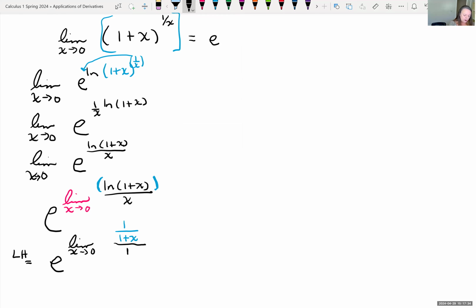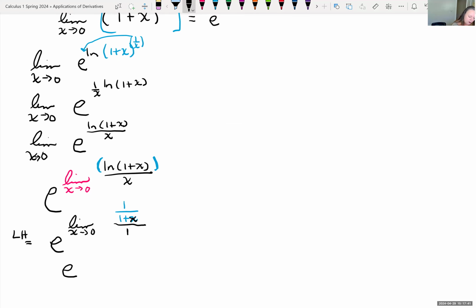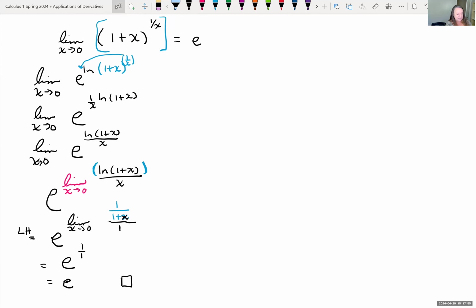So now when we do direct substitution, we have e raised to the, plugging in 0 where you see an x, 1 over 1 power, which is equal to e. We showed that the limit as x approaches 0 of 1 plus x, all raised to the 1 over x, was equal to e using L'Hopital's rule.